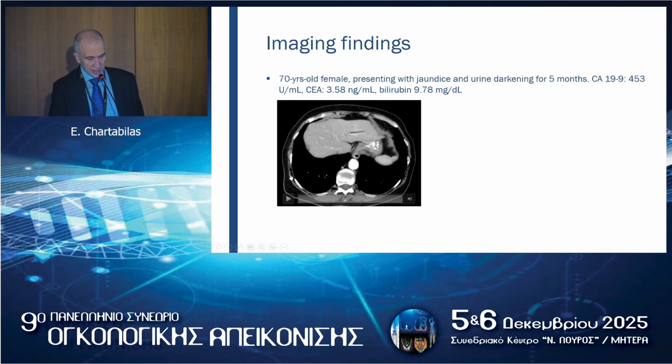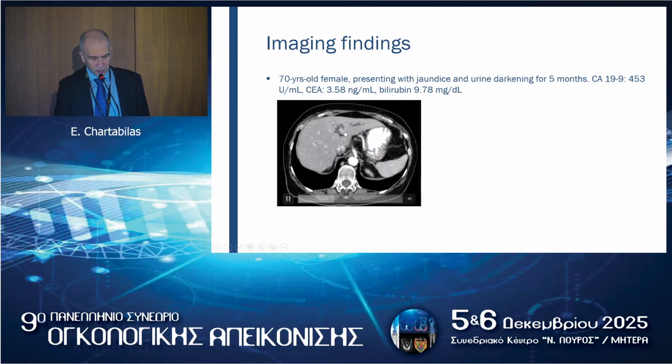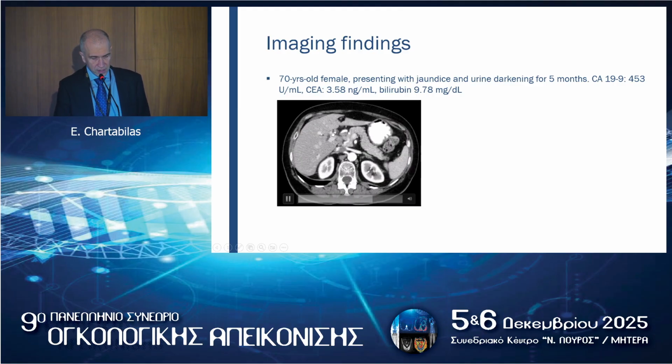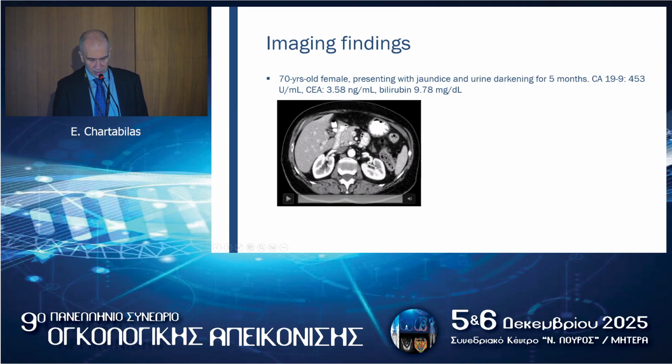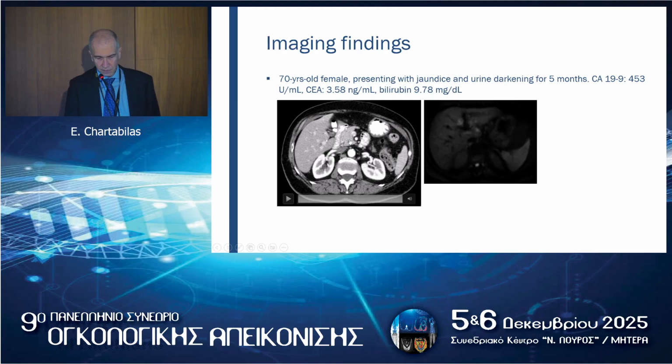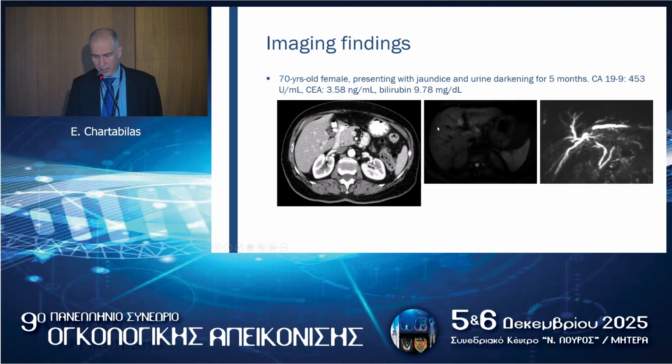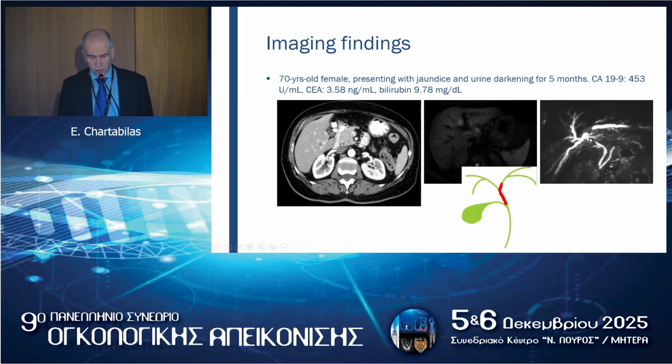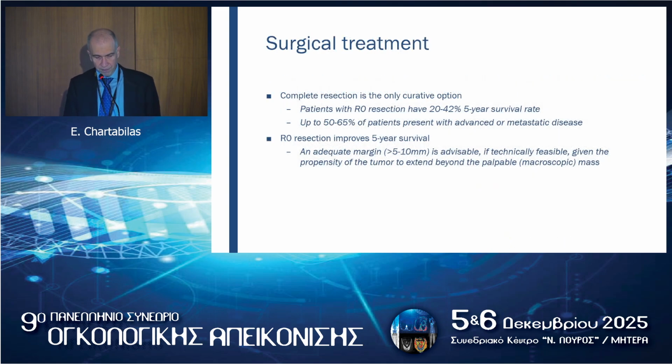Here, there is another older lady with jaundice and urine darkening. You see here, there is a dilatation of the left ducts and also of the left end to the common hepatic duct. Again, diffusion restriction, and the overview of the discontinuation of the biliary tree on MRCP. So involving the left secondary confluence, this is a Bismuth 3b subtype.